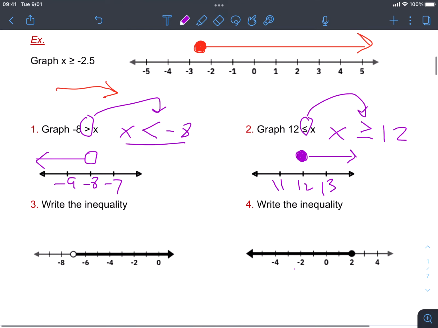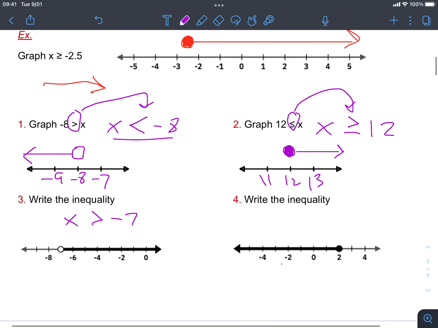If I'm going the other way, where I have a graph and I need to write an inequality for it, I would do the same process, but just in reverse. I know I'm going to have a variable, and my circle is on -7. I know that my arrow points this way, and it's an open circle, so it doesn't need a line. So I'm done. I don't need to write anything else.